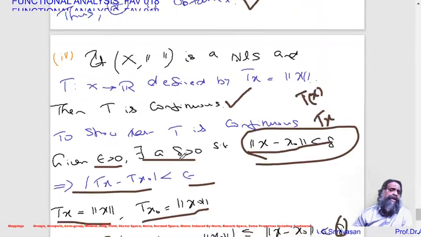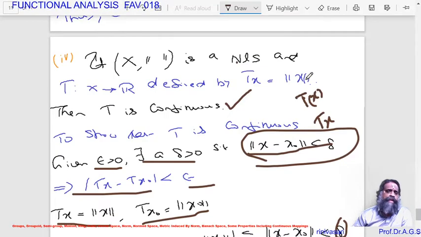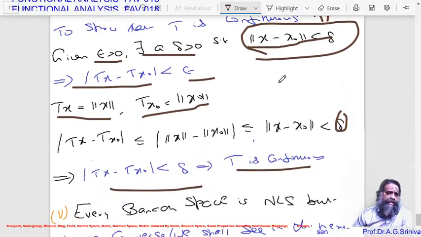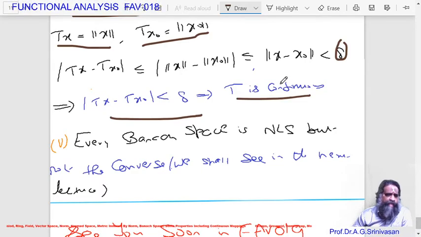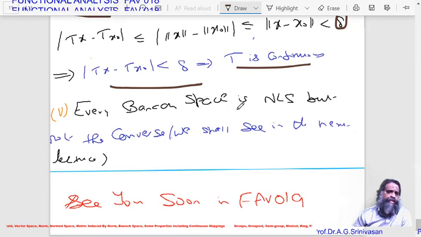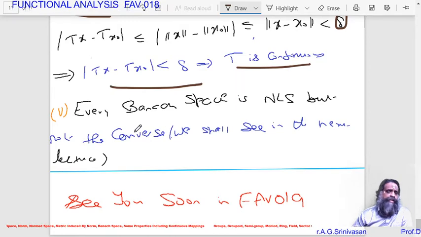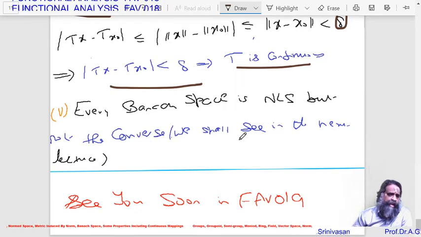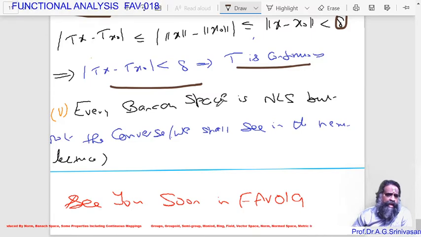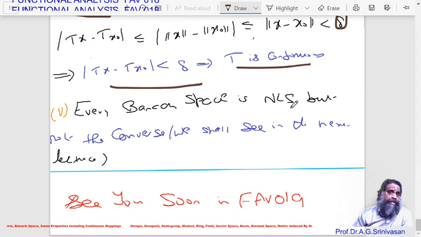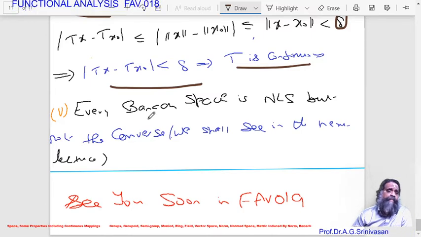Therefore, if T is a mapping with Tx equal to norm x, it is easy to show that T is continuous. And finally we have a comment. Every Banach space is certainly a normed linear space, but not the converse. We will show a little later in subsequent videos that a normed linear space need not be a Banach space.